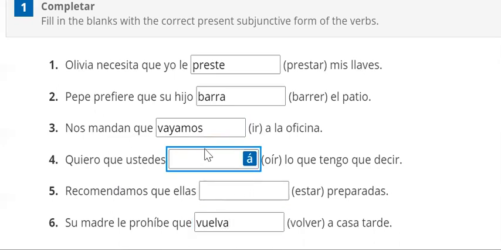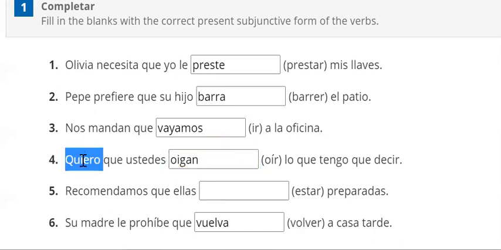Quiero que ustedes oigan. Again, just conjugating according to ustedes in the subjunctive, but why is it? Because we have a verb of influence, a verb of want, a verb of will. I want this to happen. And yo is the subject of this clause, ustedes of this one. So we have a subject change, and a verb of influence that's conjugated in the indicative. So subjunctive.